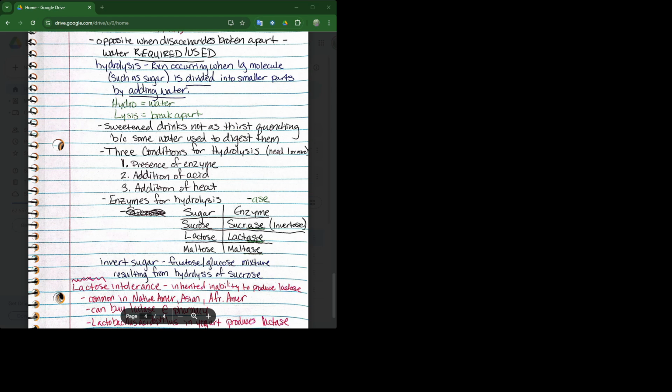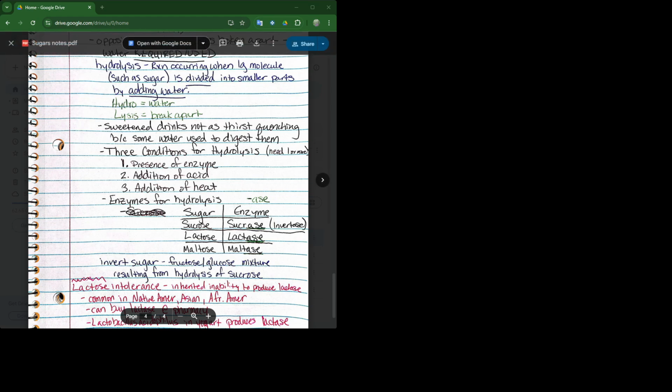is better. Each type of sugar requires a different enzyme for hydrolysis to occur. You can determine the name of the enzyme by simply changing the -ose ending of the sugar to -ase. For instance, sucrase hydrolyzes sucrose, lactase hydrolyzes lactose. Sucrase is also known as invertase. This is because the fructose and glucose mixture that results from the hydrolysis of sucrose is sometimes called invert sugar.